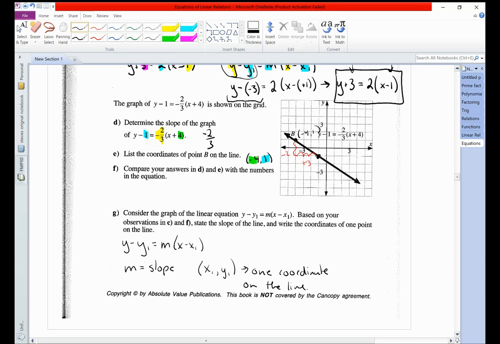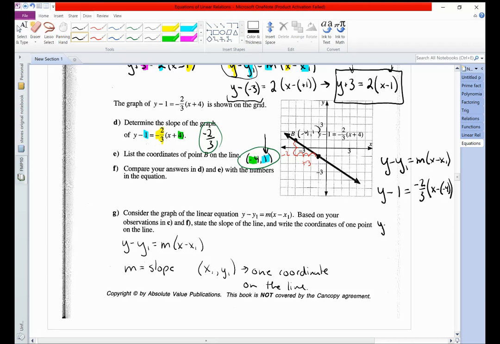So had I only known the slope and one point, you could still write the equation of the line. We know that the general form is y minus y1 is equal to m times x minus x1. So y1 is our y value of that point, so it's 1. Then our m is negative 2/3, our slope, and then we have x minus x1. The x value of the point is negative 4, so we're subtracting negative 4.